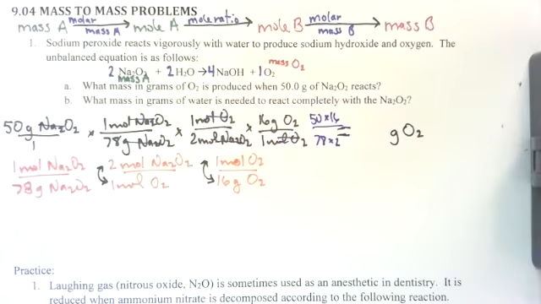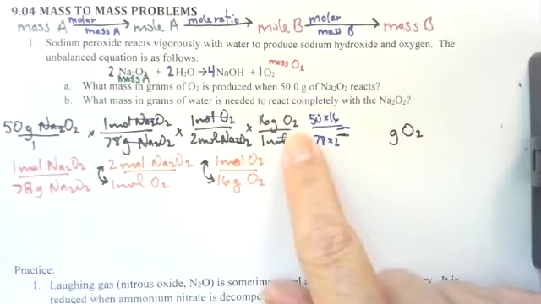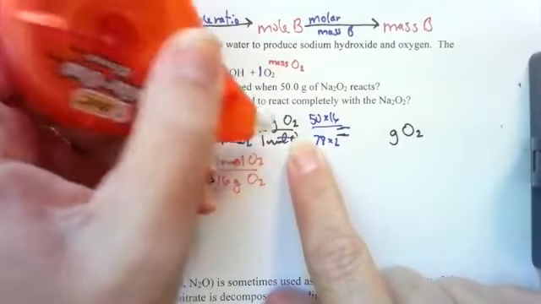And that's going to give me, oops, I have a math error. I just caught it. Let me grab my whiteout. Oxygen, there's 2 of these. This should be 32.